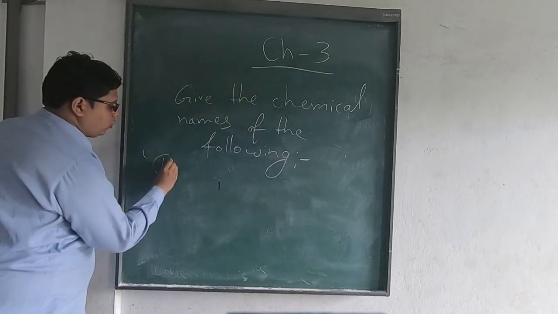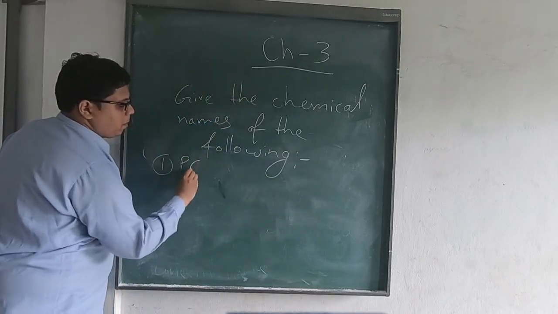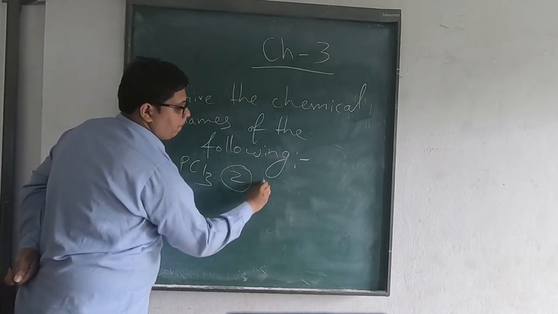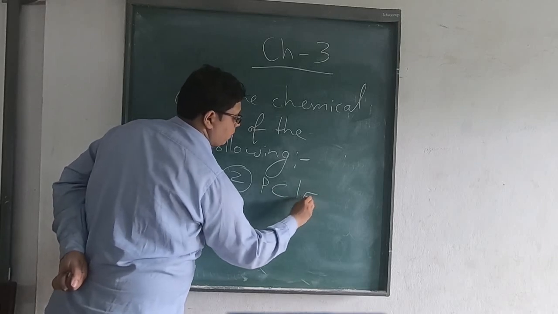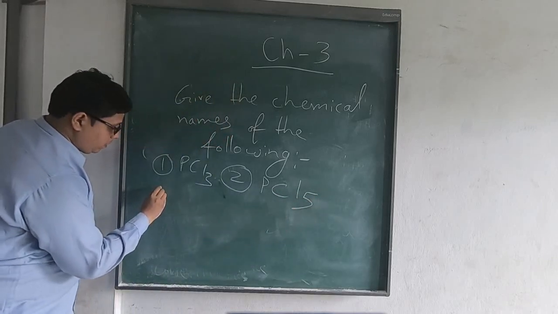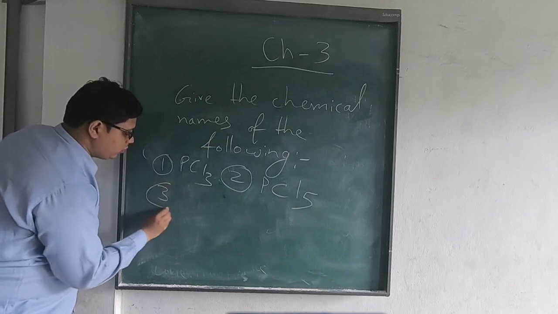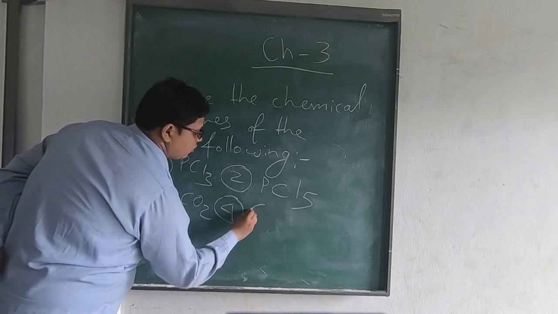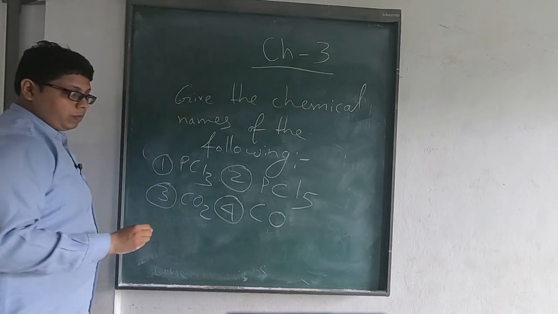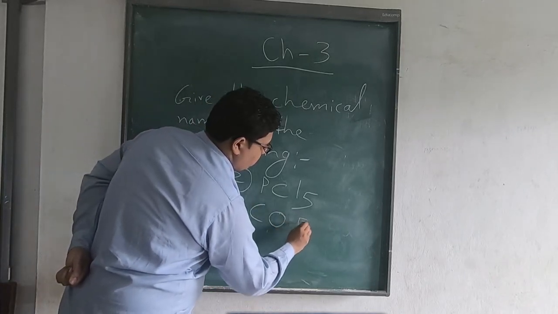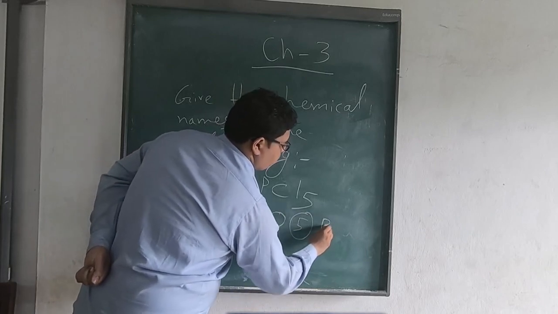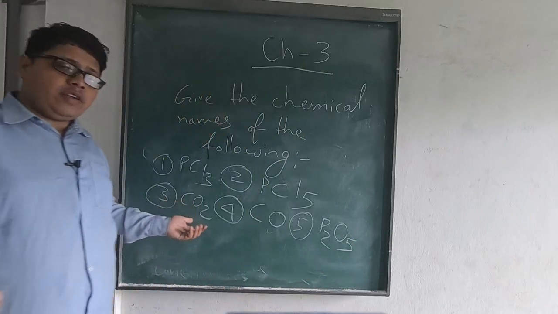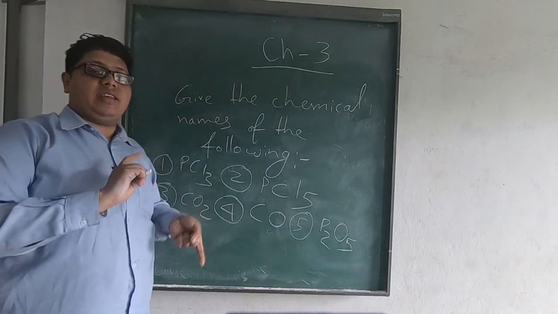So I'm giving some compounds here. You'll give the names. First one is PCl3. Second one is PCl5. Then a very common one which you already know, CO2. Then CO and P2O5. You try these 5. I think you can do this in the same way.